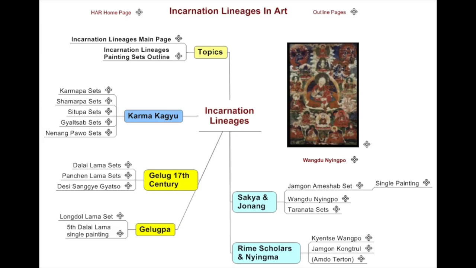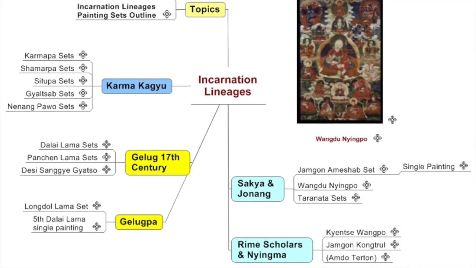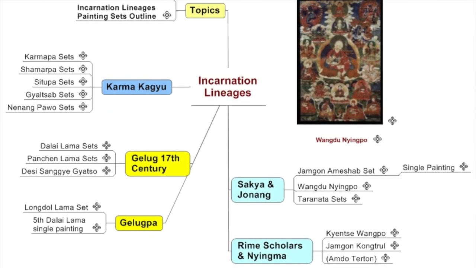There's a number of different types of lineage paintings. Lineages are extremely important in Himalayan and Tibetan art. They can be the main focus of a composition, or they can be a secondary subject. And then there are different types of lineages. Now, one of the more important of the lineage types is incarnation.